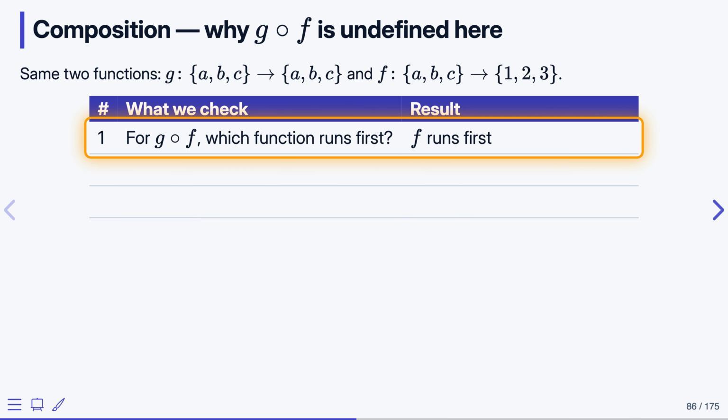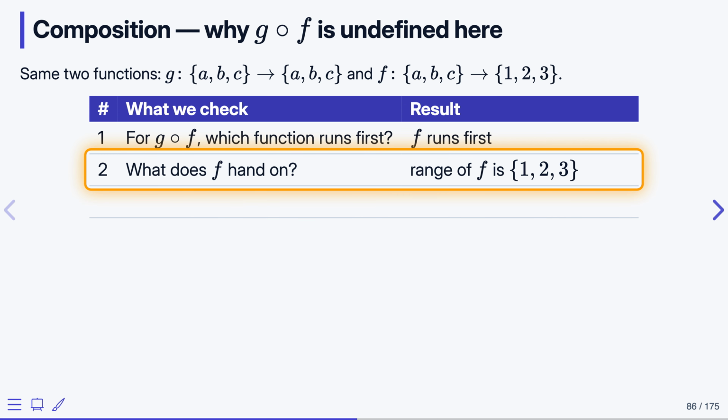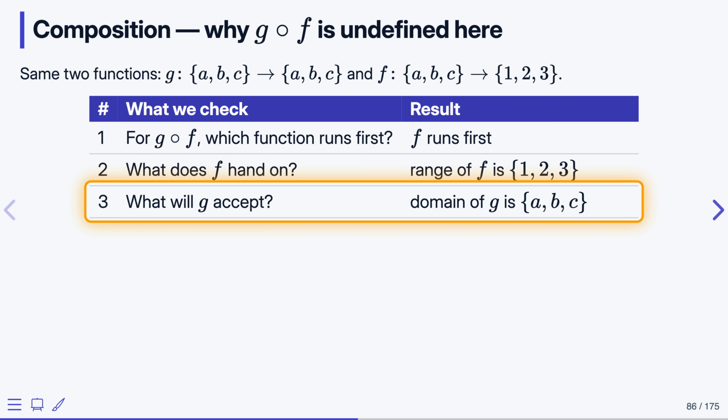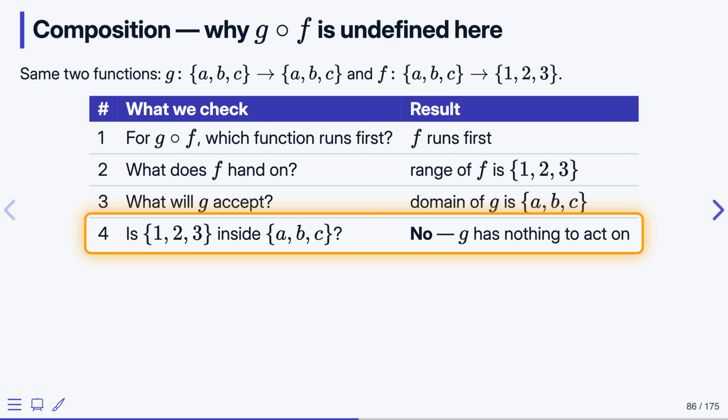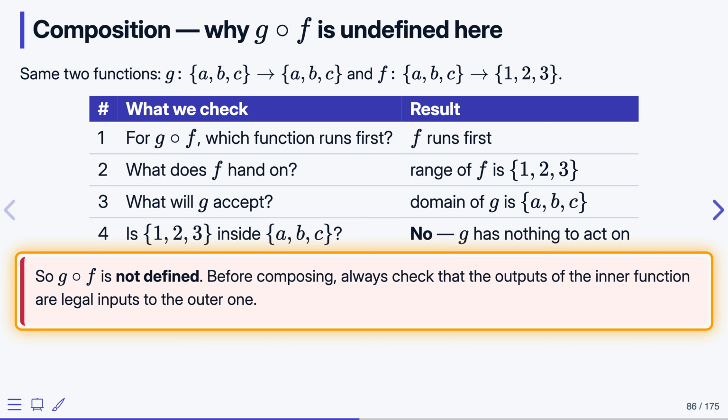Step 1. In g circle f, the function written on the right runs first, so f runs first. Step 2. What does f hand on? Its outputs are the numbers 1, 2, and 3. Step 3. What will g accept? Its domain is the letters a, b, and c. Step 4. Is the set 1, 2, 3 inside the set a, b, c? No, they share nothing. So g is handed a number it cannot act on. That means g circle f is not defined here. The habit to build: before you compose two functions, check that the outputs of the inner one are legal inputs to the outer one.